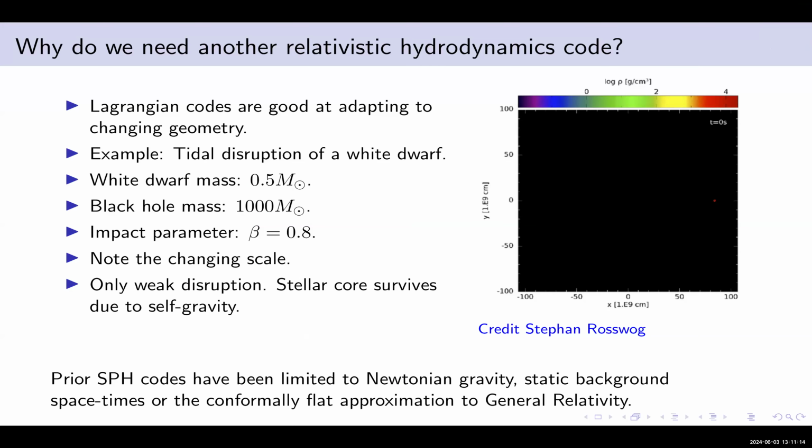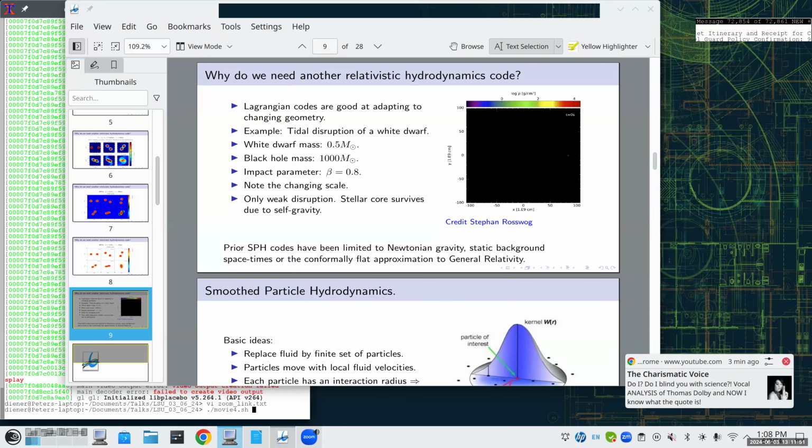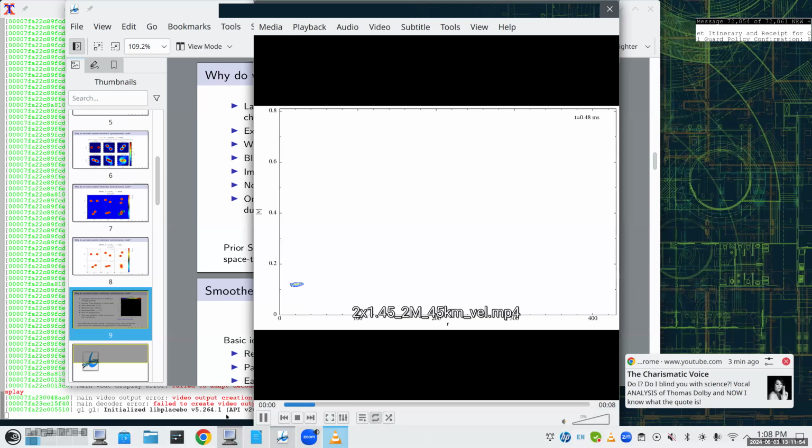So as I also mentioned earlier, the Lagrangian codes are good at adapting to changing geometries. And so I'm going to show you a little movie here of a simulation that my collaborator made, not using full GR, but just Newtonian gravity, and just a white dwarf around a black hole, where the white dwarf gets tidally disrupted, or partially tidally disrupted, actually. So there's actually a stellar core surviving. So let me just see. Oh, that's the wrong one.